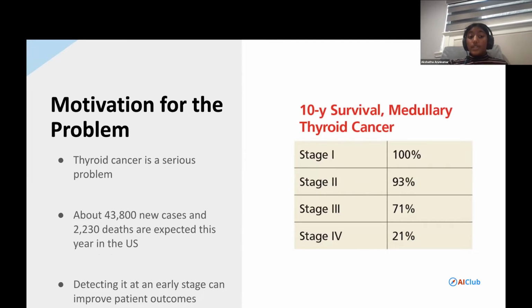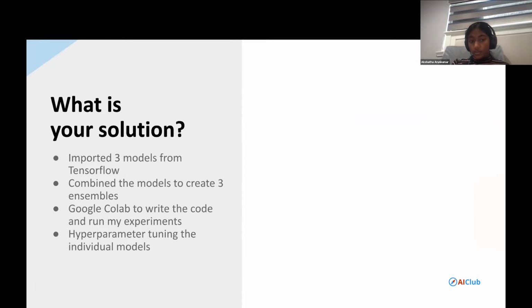My solution was that I imported 3 models from TensorFlow, which is an end-to-end platform for machine learning tasks. Then I combined these models to create 3 ensembles. I used Google Colab to write my code and run my experiments. My experiments were hyperparameter tuning with the individual models.